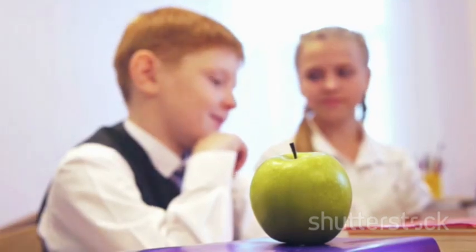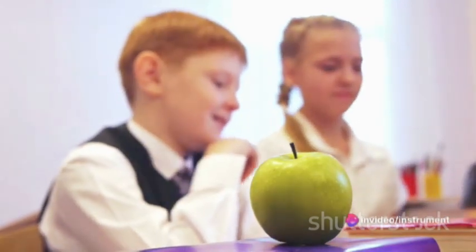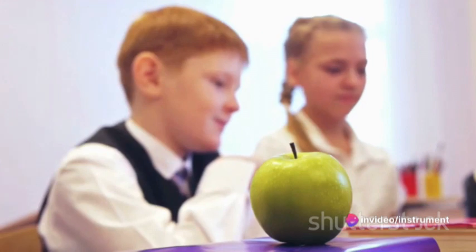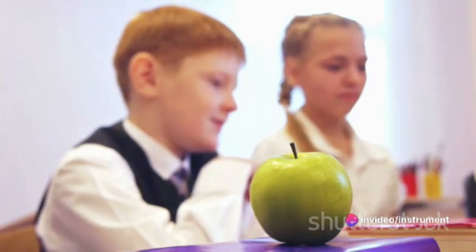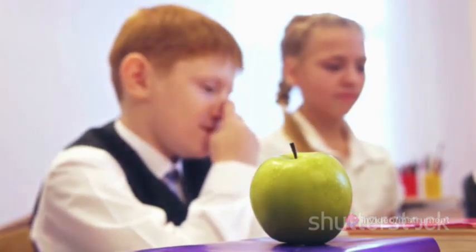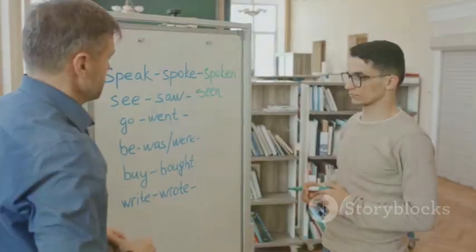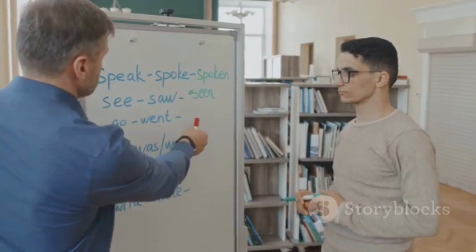For example, John eats an apple. Here, John is the subject, the doer of the action. Eats is the verb, the action itself, and an apple is the object, the recipient of the action. The structure is simple: subject plus verb plus object.